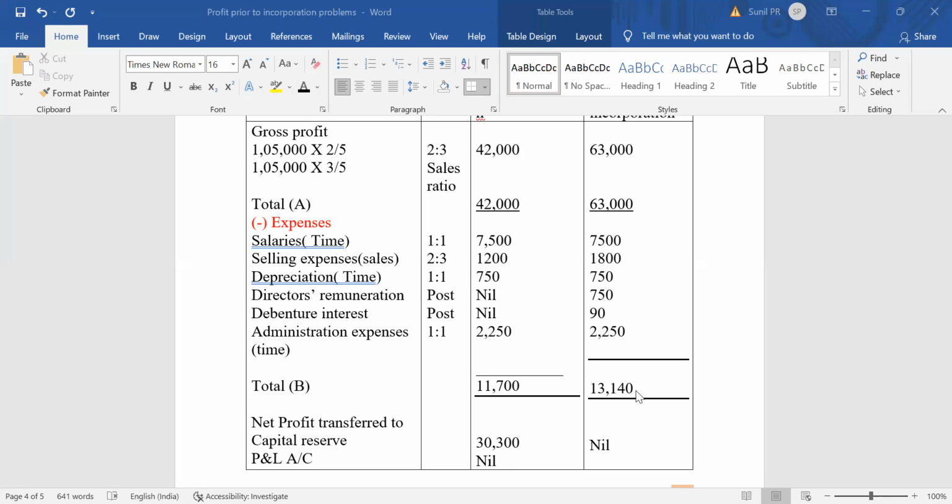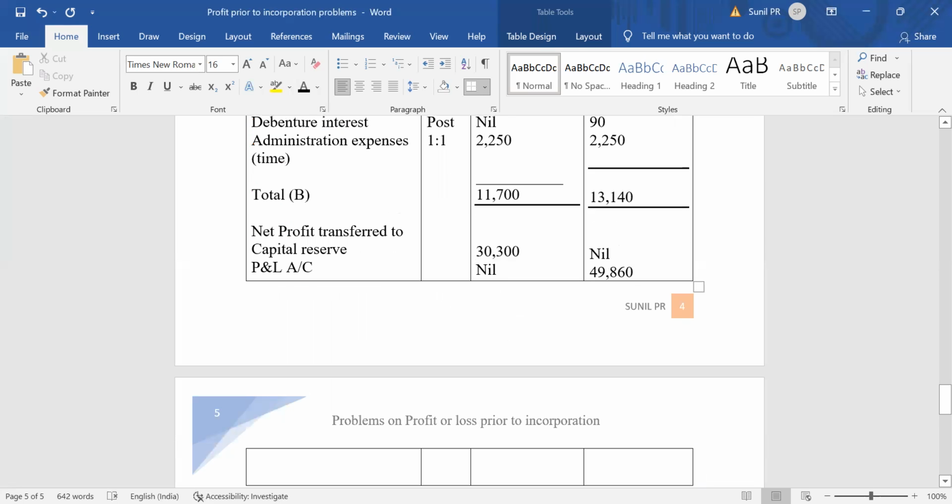Now you calculate the post-incorporation period profit or loss. So 63,000 minus 13,140, exactly. So we get 49,860. That is the right answer. So now, as I told, pre-incorporation profit, call it capital reserve, show only in the pre-incorporation stage, 30,300. So post-incorporation will be 0. And post-incorporation profit, call it P&L account, show only in the post-incorporation. In the pre, show it as 0.